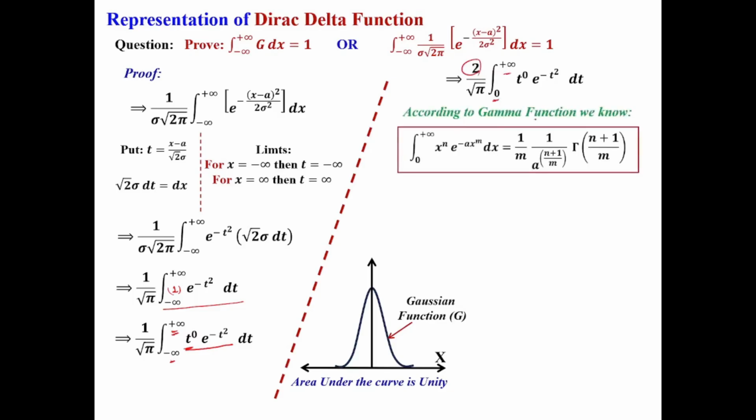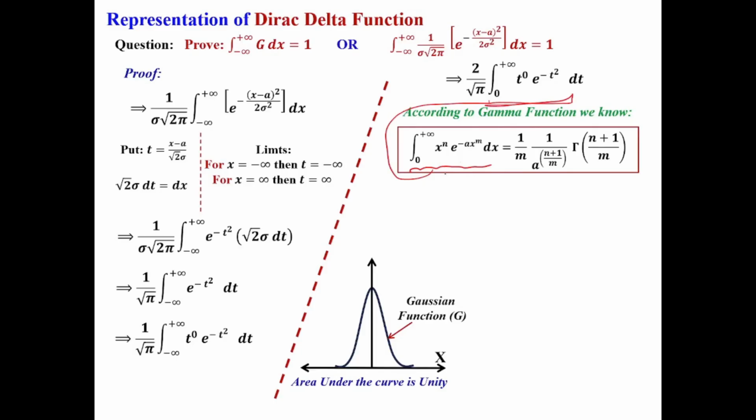Then according to the gamma function, we know this type of integration, the integral of x to the power n e to the power minus a x to the power m dx, from 0 to infinity, has the value 1 by m, 1 by a to the power n plus 1 by m, gamma of n plus 1 by m, right? Now just compare this integral with this one.